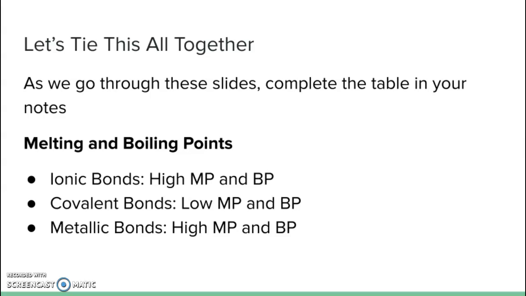Now we have melting and boiling points. Biggest thing here is ionic bonds have a high melting and boiling point, as do metallic bonds. Covalent bonds have a low boiling and melting point.